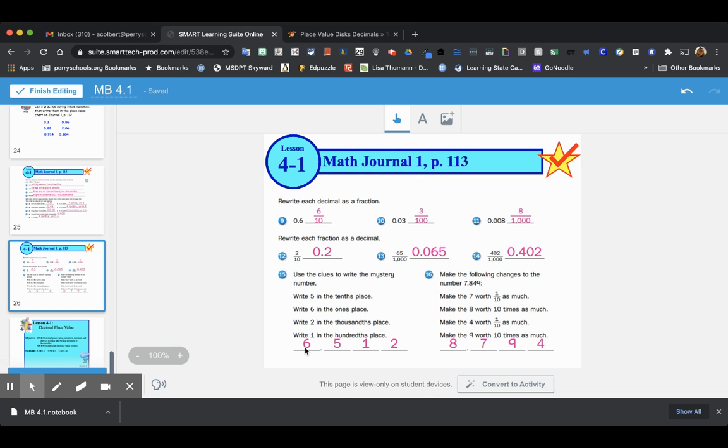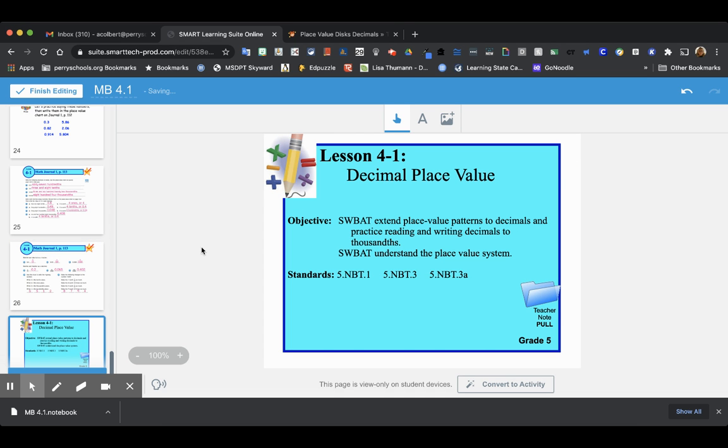15 was 6 and 512 thousandths, or 6.512. And number 16, the mystery number, was 8 and 794 thousandths, or 8.794. That is the end of our first lesson for Unit 4, decimal place value. Again, during this lesson, we were able to extend our place value patterns to decimals and practice reading and writing decimals to thousandths, and also able to understand the place value system.